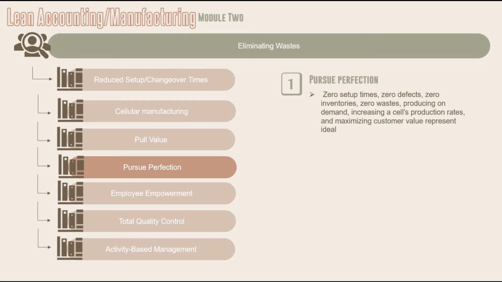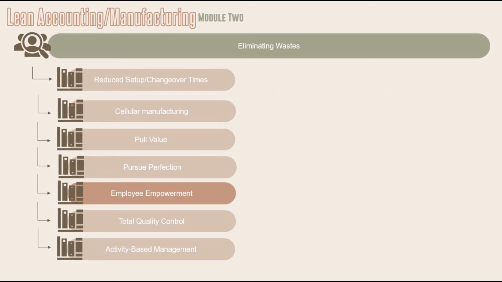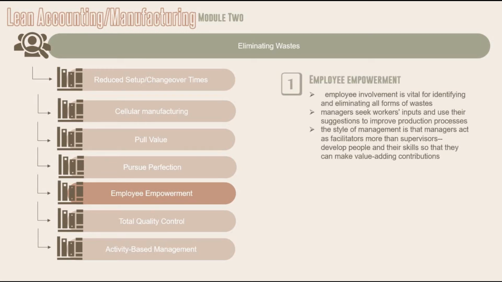Moving on to employee empowerment. Employee involvement is vital for identifying and eliminating all forms of wastes, and managers seek workers' inputs and use their suggestions to improve production processes. The style of management is that managers act as facilitators more than supervisors, wherein they develop people and their skills so that they can make value-adding contributions.